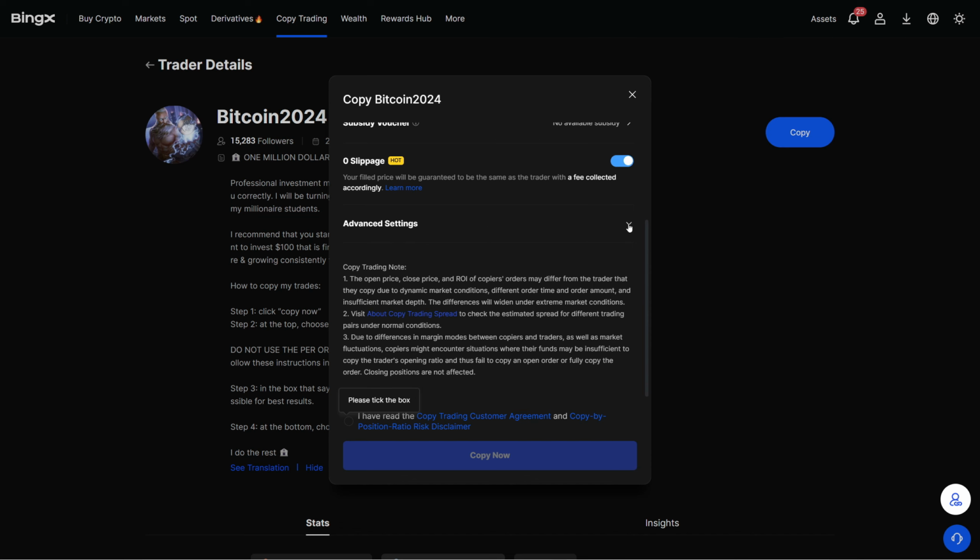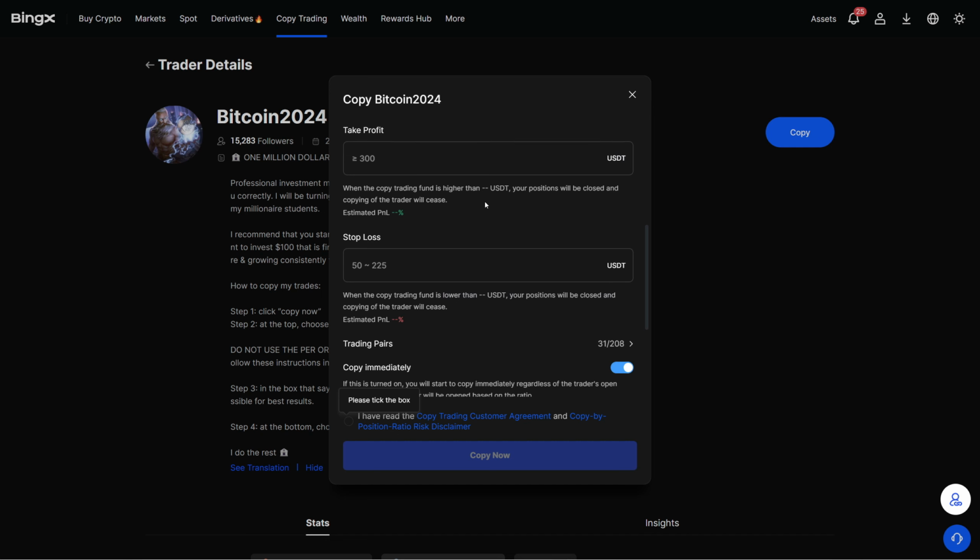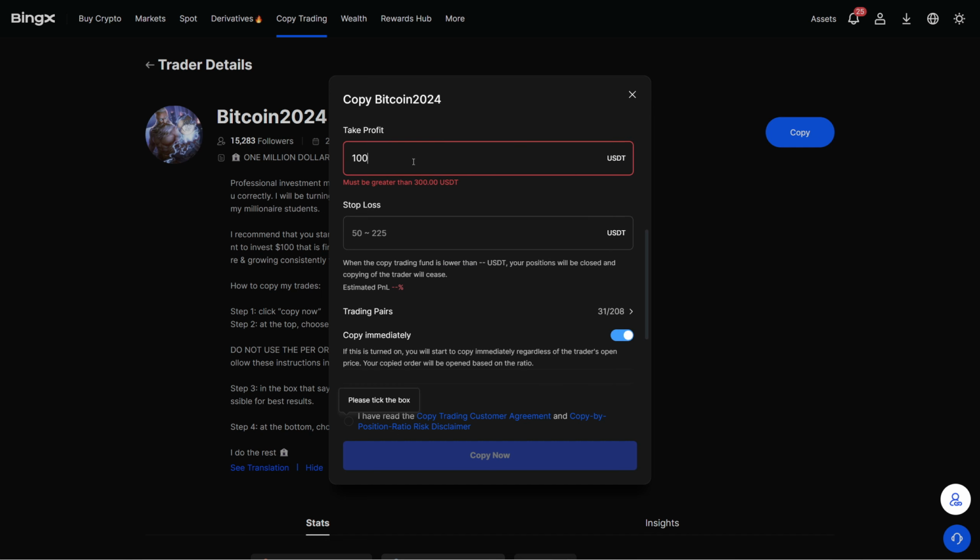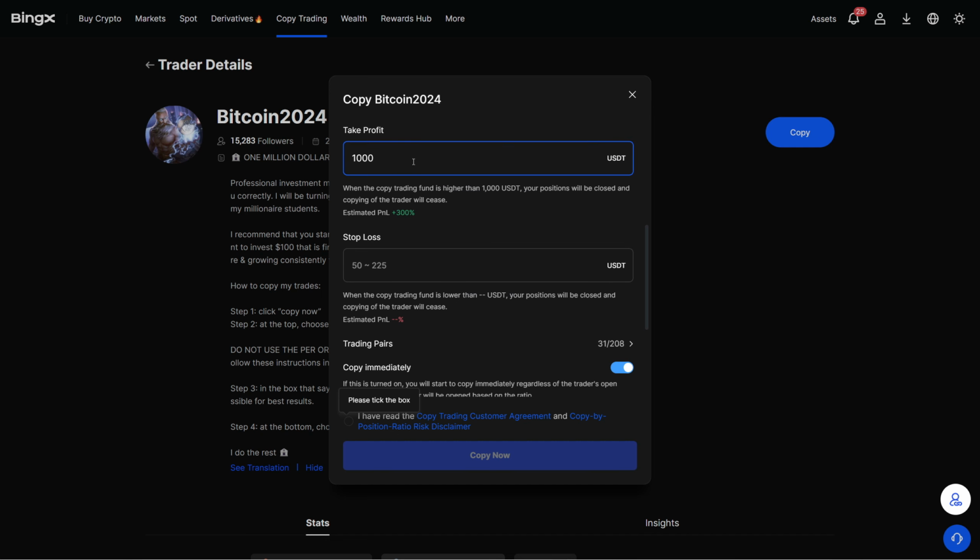Then we have advanced settings, which I also recommend you look into. First of all, we can add a specific take profit. For example, when this trader reaches a $1,000 profit for our account, we will completely stop copying this guy. Okay, so it's not on a trade basis, but an account basis. It doesn't look at an individual trade, but the overall account. If the overall account is $1,000 in profit, you will stop copying this guy.